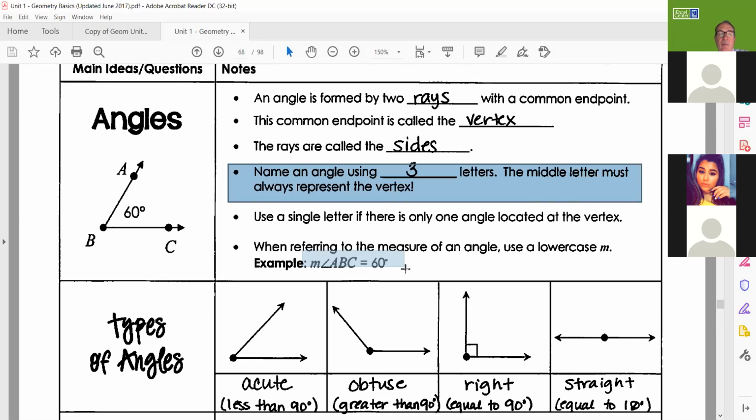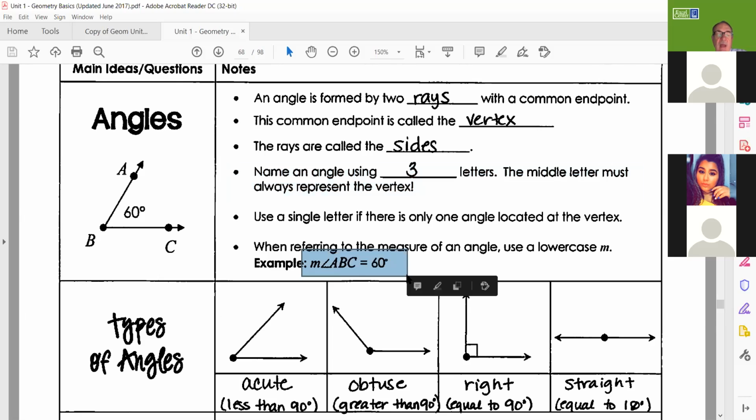Right below that, where we're talking about the measure of an angle. Angles are measured for us in degrees. They're also measured in radians, but we don't have to worry about that. It's not part of what this course involves. You might learn that later if you keep going in your math. But that lowercase m means the measure of this angle is 60 degrees. So that would be an acute angle. It's less than 90.